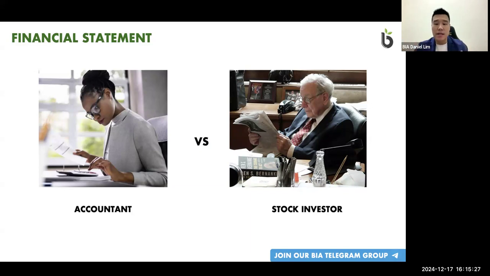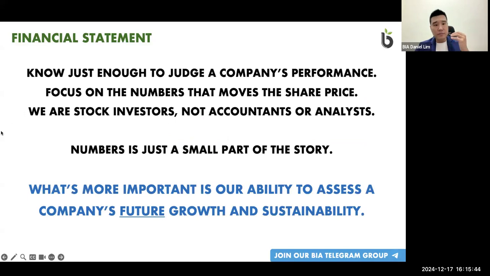So all we need to do is to just look at the important things that will tell us what's happening in the company. That's all. And my role here is to teach you what are the numbers that you need to focus on, and what is the story behind them. So all we need to do is to know just enough to judge a company's performance. No need to know a lot of things.